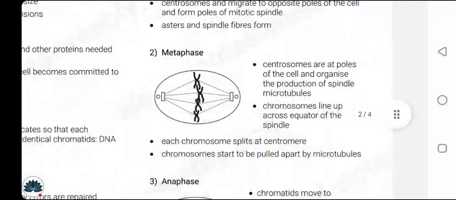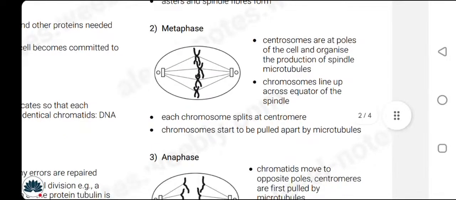Metaphase. Centrosomes are at the poles of the cell and organize the production of spindle microtubules. Chromosomes line up across the equator of the spindle. Each chromosome is split at the centromere. Chromosomes start to be pulled apart by microtubules.